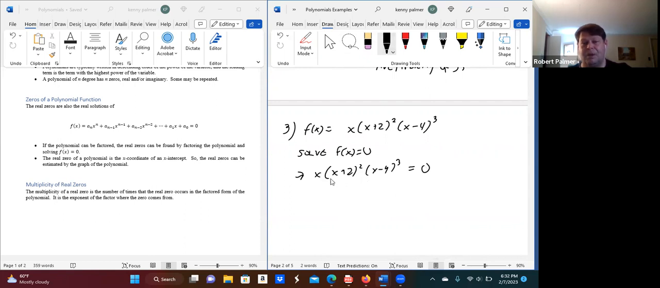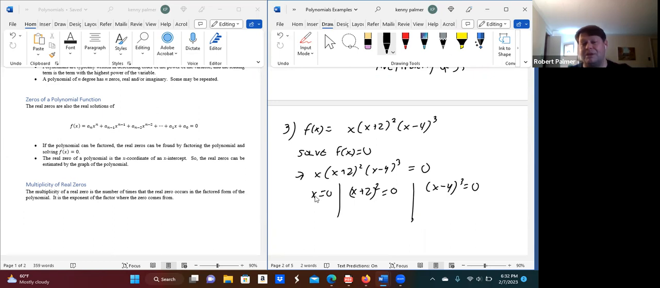Now, since it's in factored form, if any of these three factors is 0, it makes the whole thing 0. So we want to find what makes each one 0. That will be a solution. And so we set x equal to 0, (x plus 2) squared equals 0, and (x minus 4) cubed equals 0.